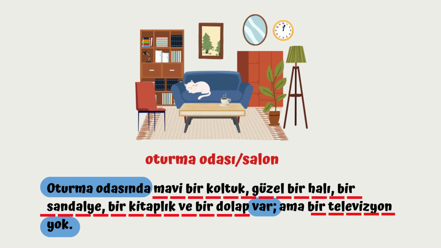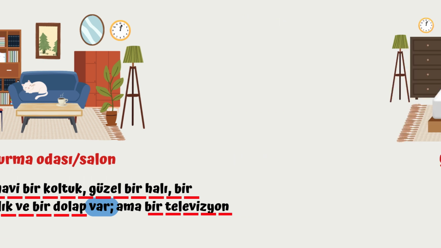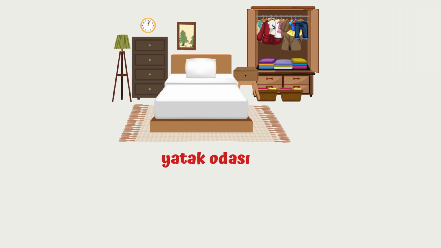Then let's move to the next 3 rooms. But this time you're going to write your beautiful sentences and I will give you my sample paragraph so you can compare it. Are you ready? Here we go. So we have yatak odası. Look at the picture and then try to describe it using var and yok. You can pause here. You can write down your paragraph in your notebook and I will give you the sample paragraph in a second.